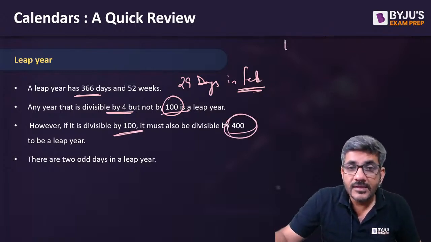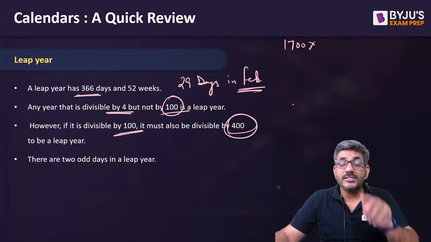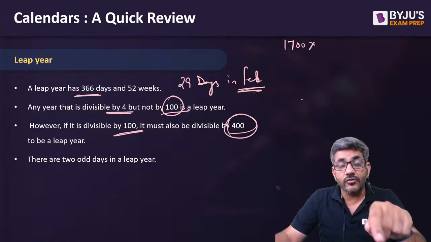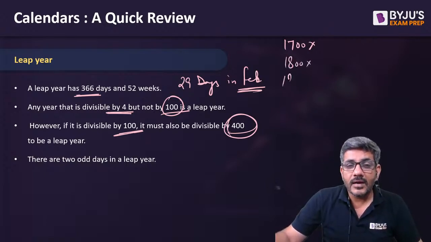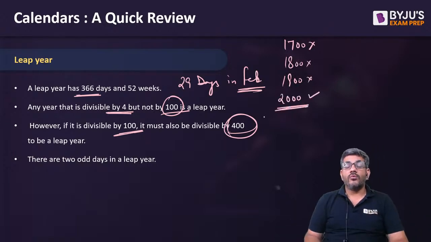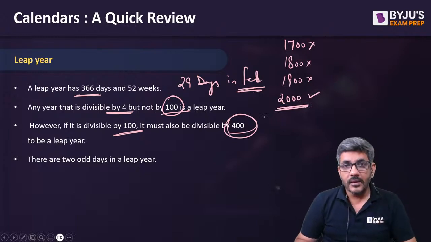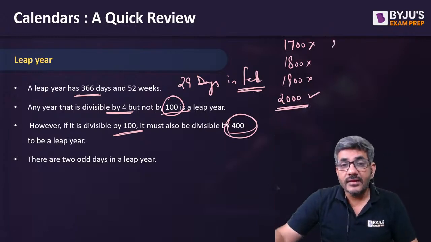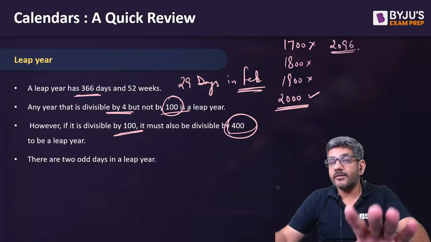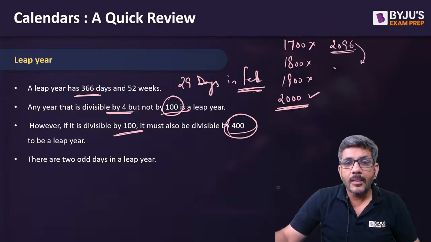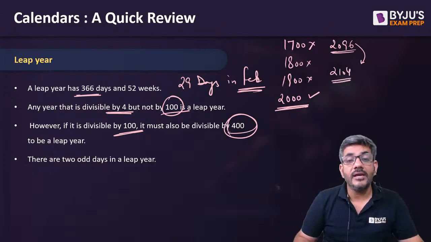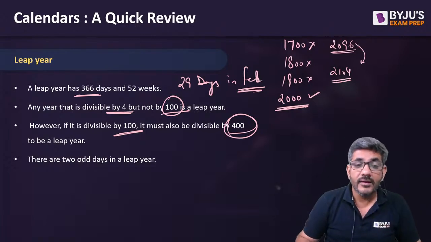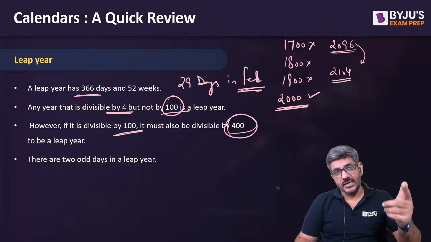What does that mean? 1700 is not a leap year because it's a century. It is divisible by 4, but if it's a century, it should be divisible by 400. 1800 is not a leap year. 1900 is not a leap year. 2000 was a leap year. Reason, 2000 was divisible by 400. Now, after 2096, which is divisible by 4, it's a leap year. Which is the next leap year? The next leap year is 2104. तो कभी कभी leap year 8 साल के बाद भी आता है. There are possibilities that a leap year would appear after 8 years as well.